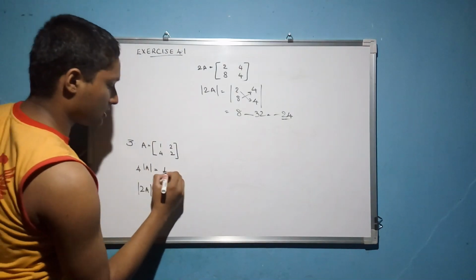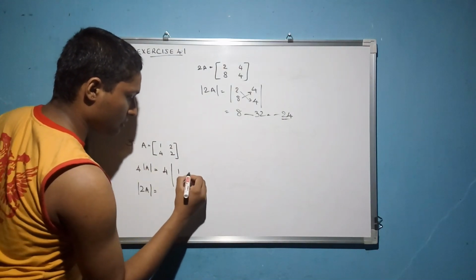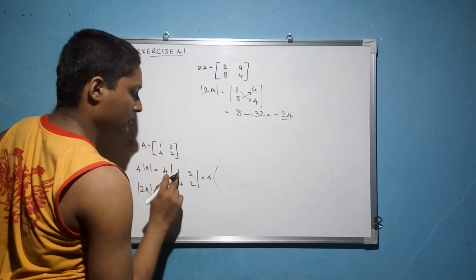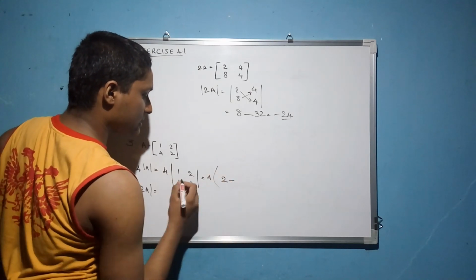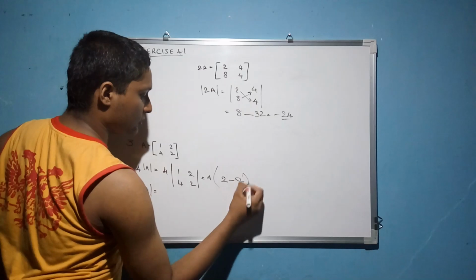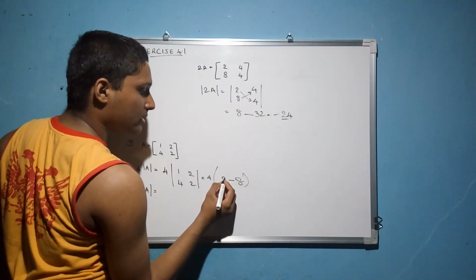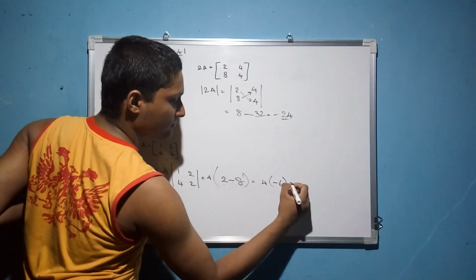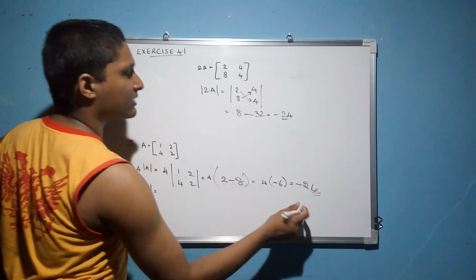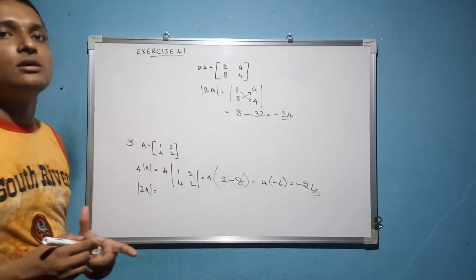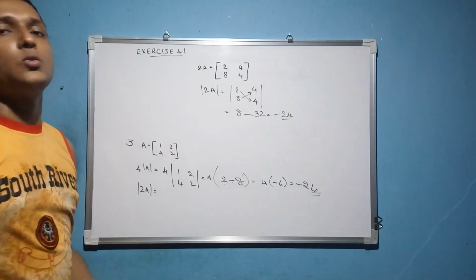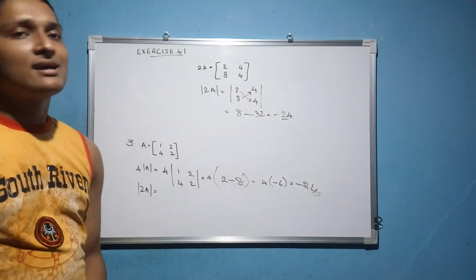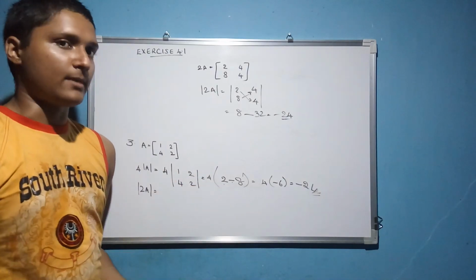Now we have 4 times the determinant value of 1 4 2 2. Therefore it is going to be 4 times 1 into 2 is 2, minus 2 times 4, we are going to get 8. So it is going to be 2 minus 8, or 4 into minus 6, or I can call it minus 24. Therefore we find that 4 times the determinant value of A is equal to the determinant value of 2 times the matrix A. This is one of the properties we are going to learn in the next part also.